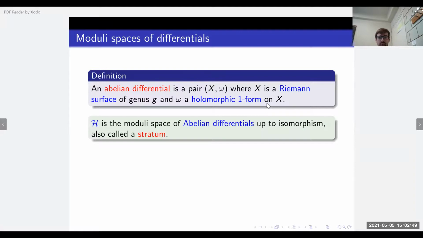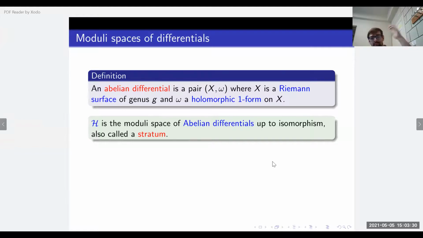And so the main player of my talk is the stratum. The stratum is a moduli space of abelian differentials. For people that are not so familiar with moduli spaces, this maybe is a little bit of a scary object. But at the moment, I think of it just as a set, and as a set, it consists of all possible pairs where X is a Riemann surface and omega is a one form on it. I would call this a stratum. Of course, this is more than a set. It is really a nice manifold, and I'm very interested in the geometry of this space.